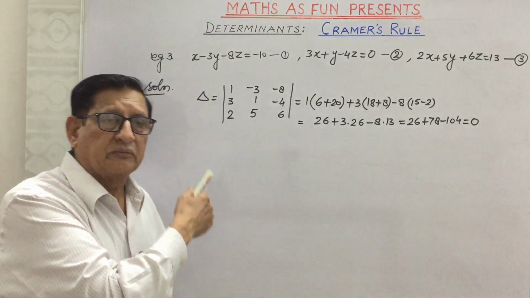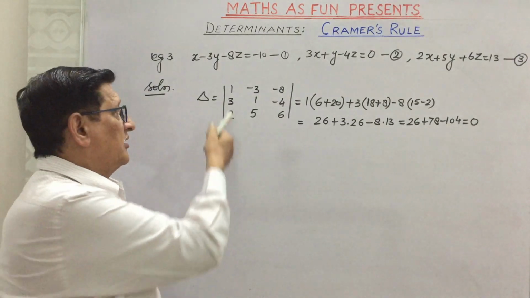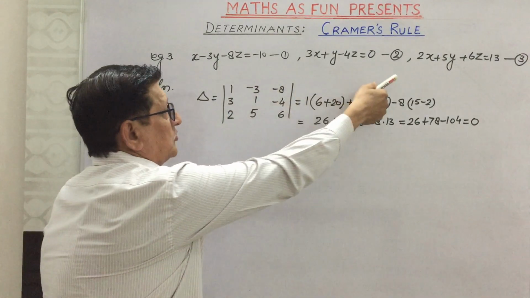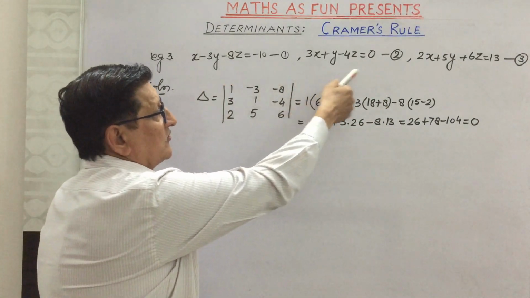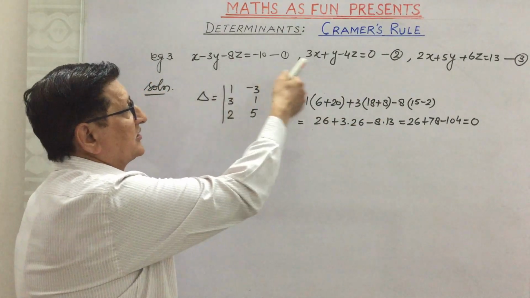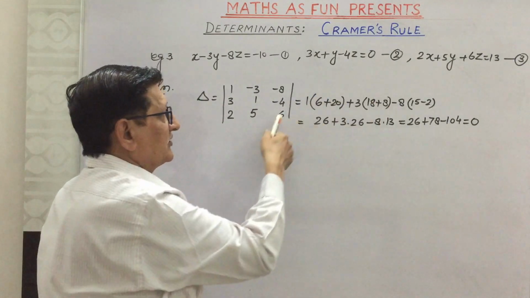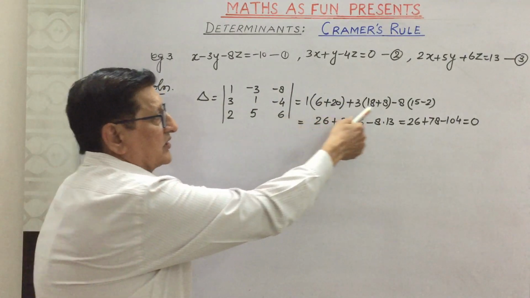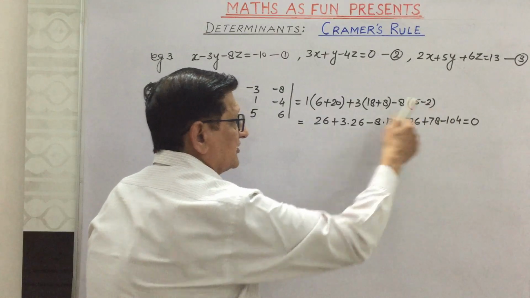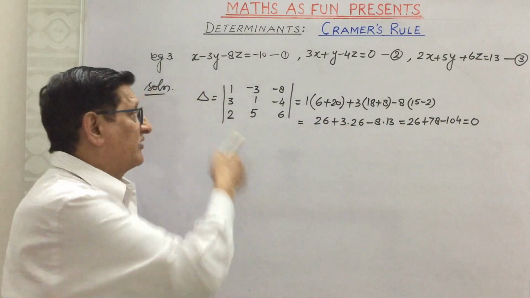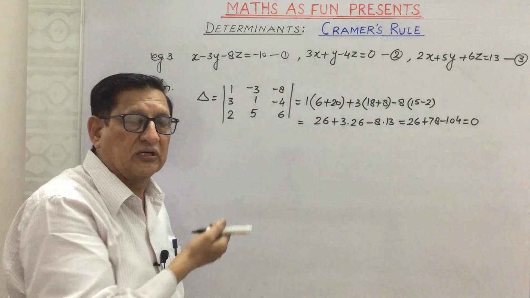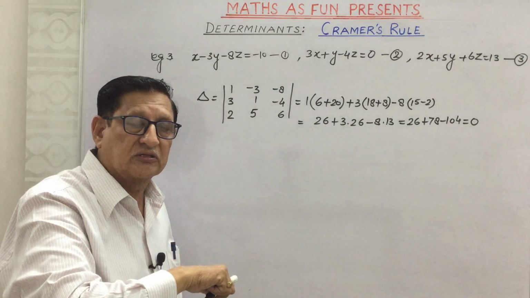Delta, determinant of the coefficients. Here we find it is 1, 3, 2, minus 3, 1, 5 and minus 8, minus 4 and 6. And when we calculate the value of the determinant it is coming as 0. And if delta is 0, we know the system may be consistent or inconsistent.